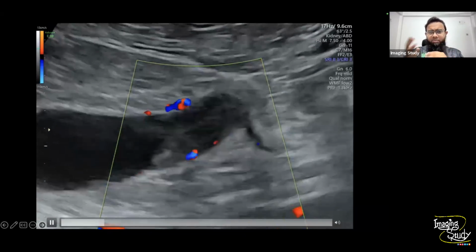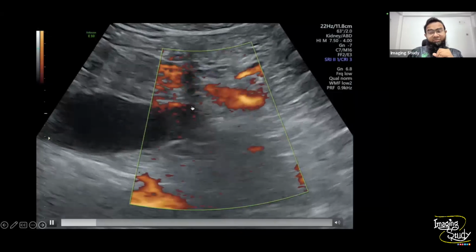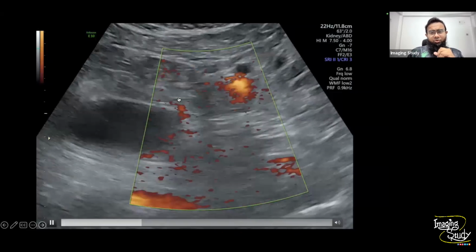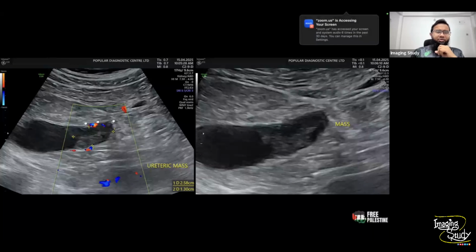We have used a power Doppler also, and still we can see there is a very good vascularity. Some neovascularization is going on. So it's not a good case. So here's the picture. You can see this is the ureteric mass. And yeah, it's heterogeneously hypoechoic and obviously irregular, causing obstruction. It may be transitional cell carcinoma, which is the most common, whatever we get.